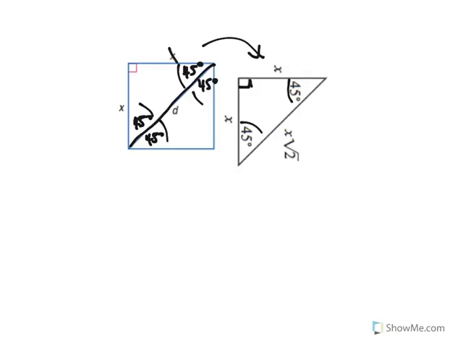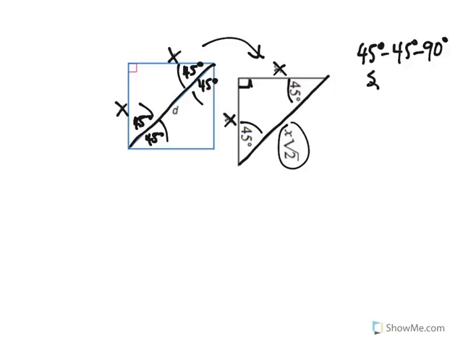Now because this was a square with side lengths x, the two sides of the triangle that come from the square are x and x. This here is a hypotenuse. Now, the special triangle rule tells us that this hypotenuse is always going to be x times the square root of 2 in a 45, 45, 90 special triangle.